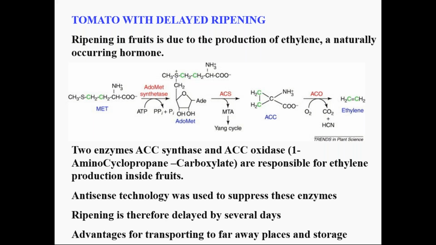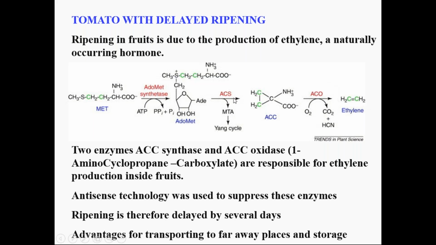So you know that in most of the plants which are climacteric, that means you pluck it off the vine and then it ripens. It is the hormone ethylene that is the ripening hormone. So we all know that fruits ripen because of the hormone ethylene, which is a gas. In the synthesis of ethylene, 2 enzymes are involved. One is the ACC synthase, that is the amino cyclopropane carboxylate synthase, and the second enzyme is the amino cyclopropane carboxylate oxidase. So these 2 enzymes are involved in the release of ethylene.